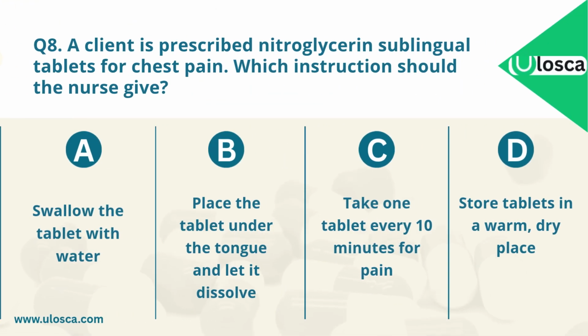Question 8. A client is prescribed nitroglycerin sublingual tablets for chest pain. Which instruction should the nurse give? A. Swallow the tablet with water. B. Place the tablet under the tongue and let it dissolve. C. Take 1 tablet every 10 minutes for pain. D. Store tablets in a warm, dry place. Which one is the correct answer?